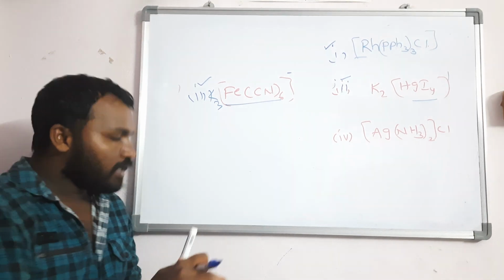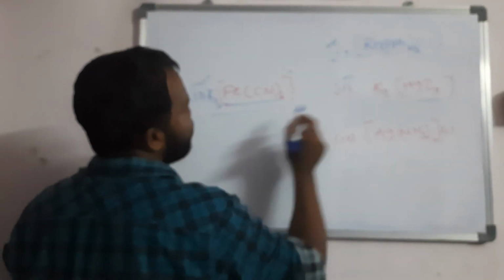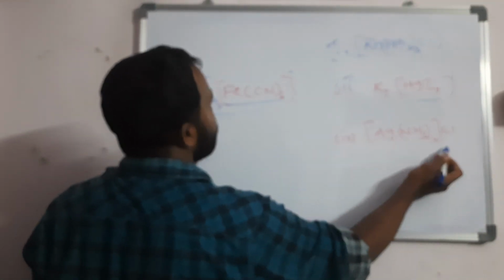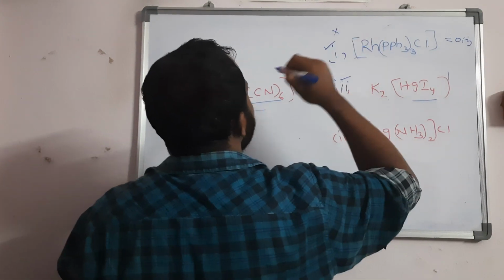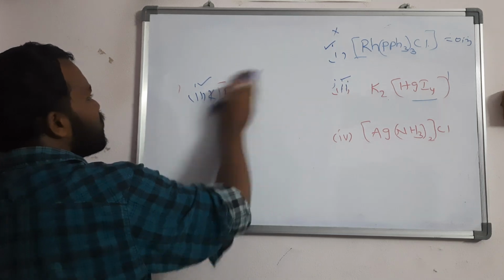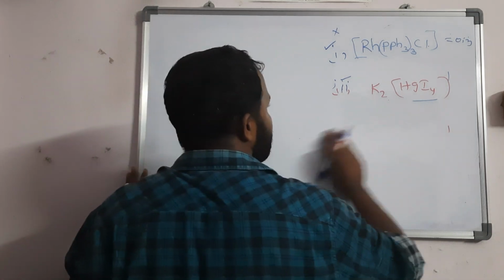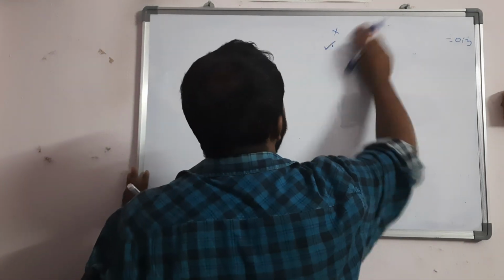The one that does not have ions, with 0 number of ions, has no conductivity. Already discussed: this has 4 ions, this has 3 ions, this has 2 ions, and that one has 0 ions present. Hence this does not possess conductivity. This is about Werner's theory. Important questions for competitive exams.